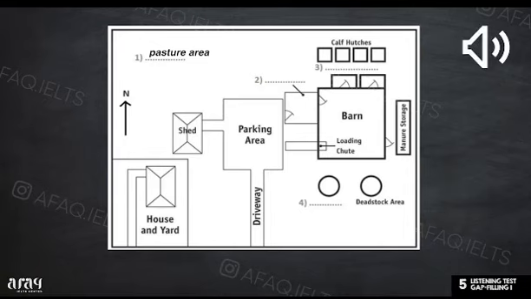From the parking area, you go east through the milk house, which is used daily, and then into the barn. This is where the cows are often sheltered. On the other side of the barn is the manure storage.